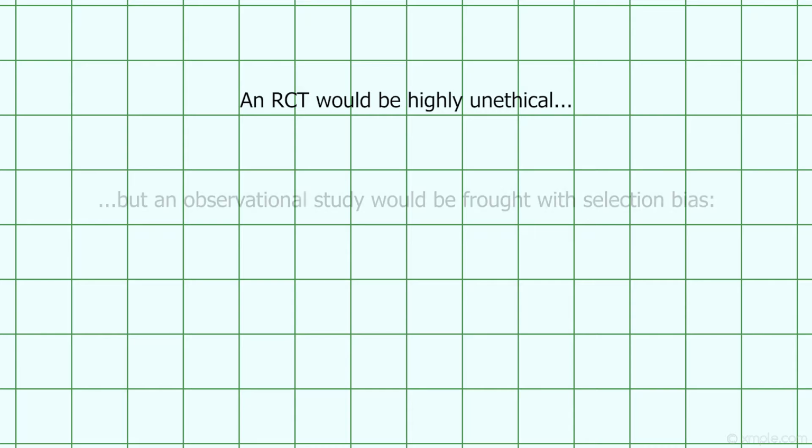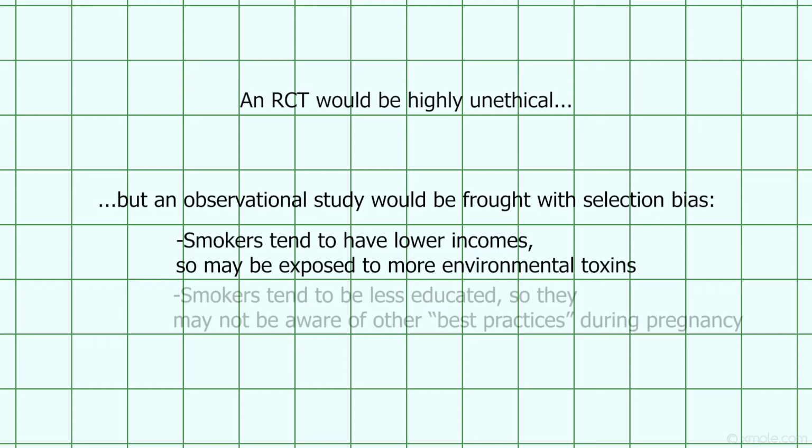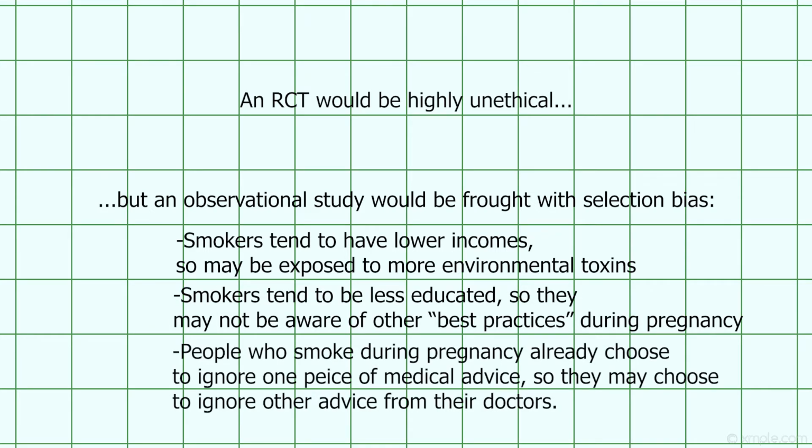For obvious reasons, we can't answer this question using a randomized controlled trial, since it would require forcing the women in the treatment group to risk the health of their babies by smoking. An observational study would have its own problems, since there are likely a multitude of unobservables that are correlated with both a mother's choice to smoke during pregnancy and a baby's birth weight. So what could we do?